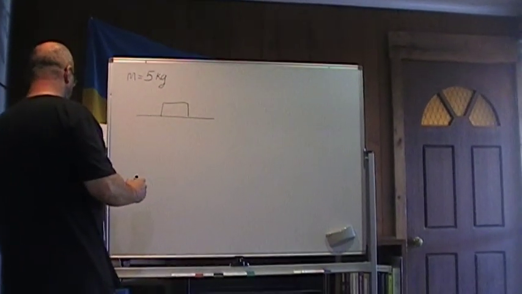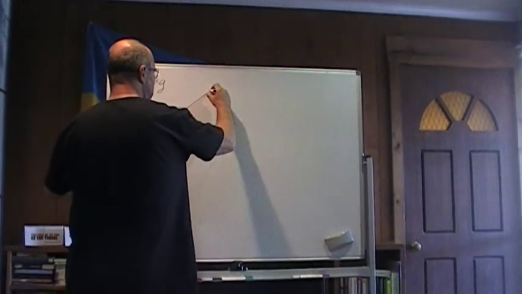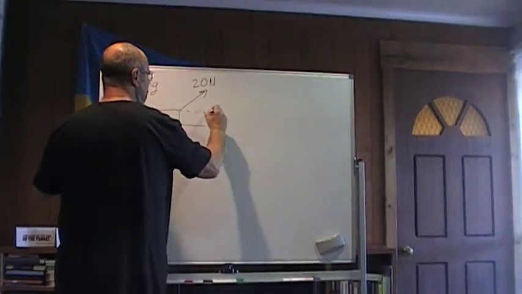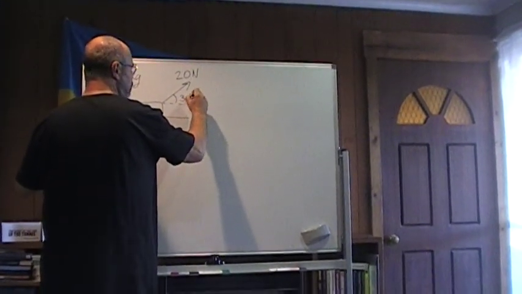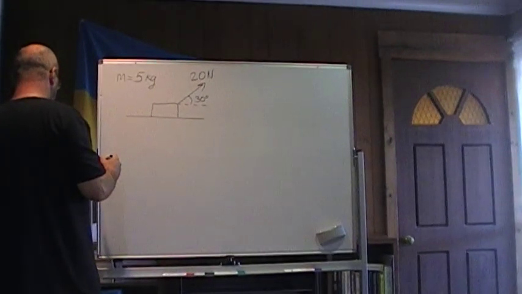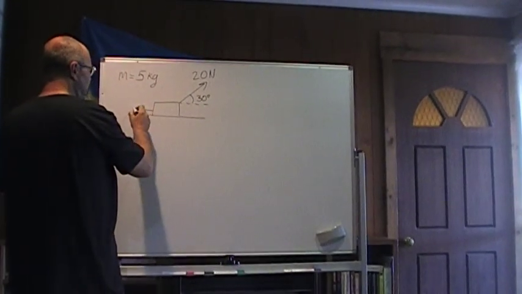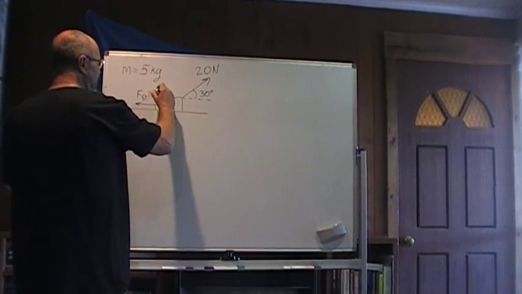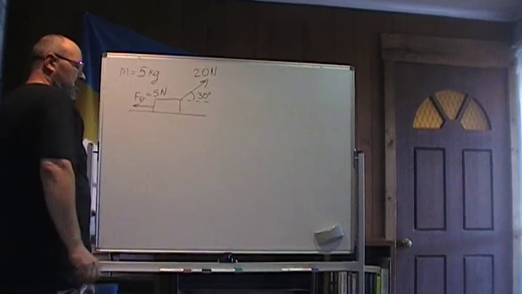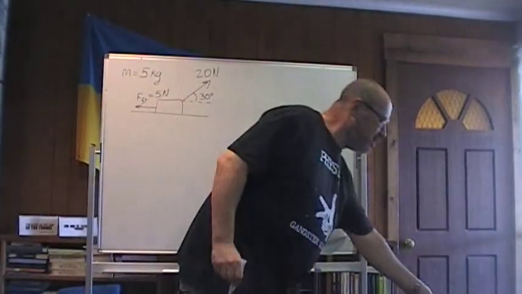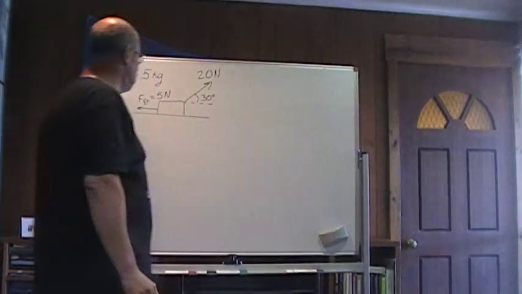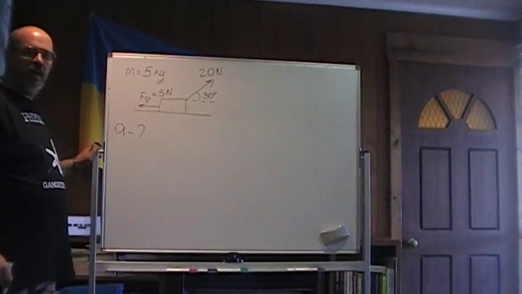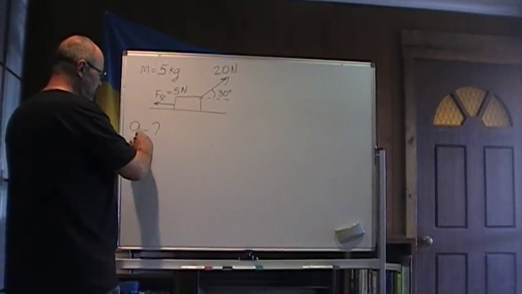That is acted on by a force of 20 newtons at an angle of 30 degrees to the horizontal, and there is a frictional force of 5 newtons in the opposite direction. And let's find the acceleration of the body and the normal reaction.